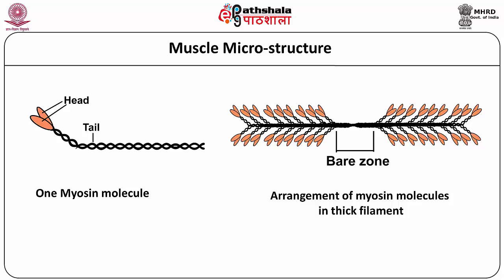The thick filament looks like the picture shown on the right side of the slide. There is a bare zone where there is no head, and from this bare zone, multiple myosin molecules are arranged sequentially to create the thick filament. In the picture on the right side, you can see that the heads are arranged and there is a portion where no myosin head is available. This portion is known as the bare zone. The bare zone is important because the actin molecules should not overlap.